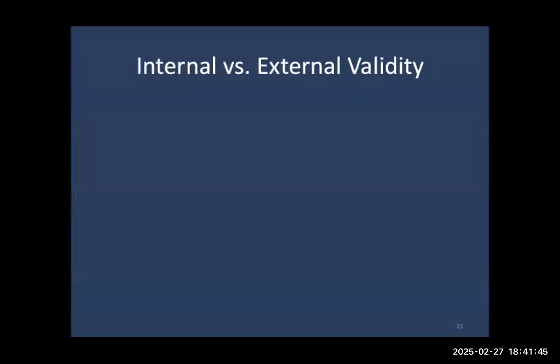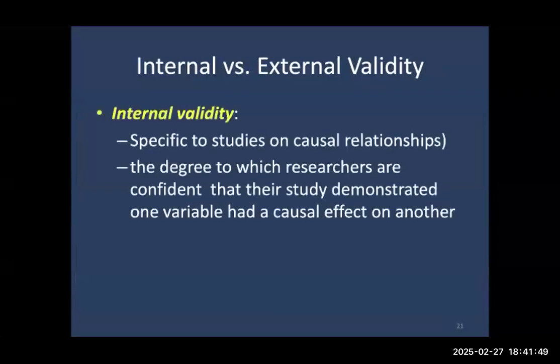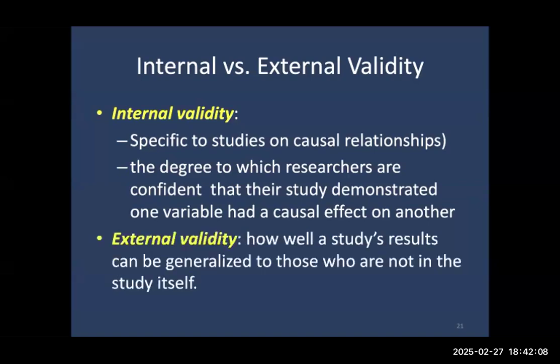So the last two main types are internal and external validity. Internal validity, again, has to do with your subject design. How confident are researchers in saying that it's because of the way we put together the study that we are able to draw these conclusions legitimately? That's what we're talking about with internal validity.